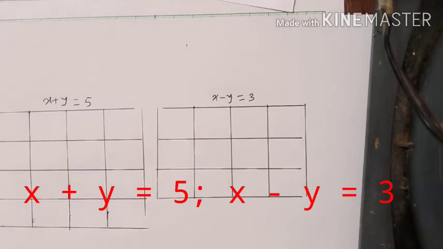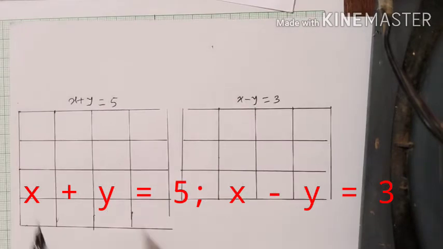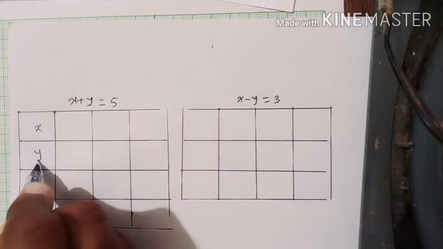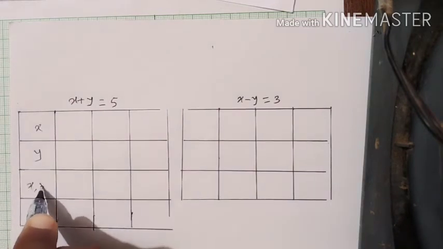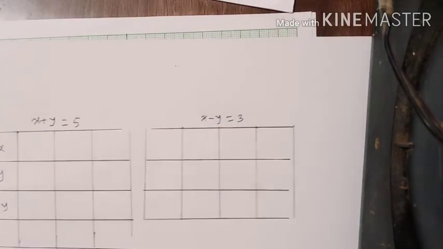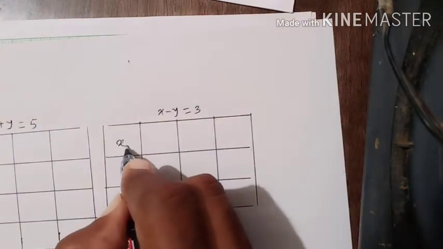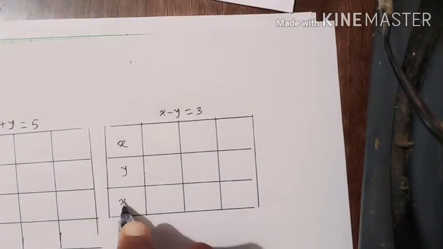For filling the box, we will write here, it is x, it is y, and here x comma y. Here also in the second box x, y, and x comma y.